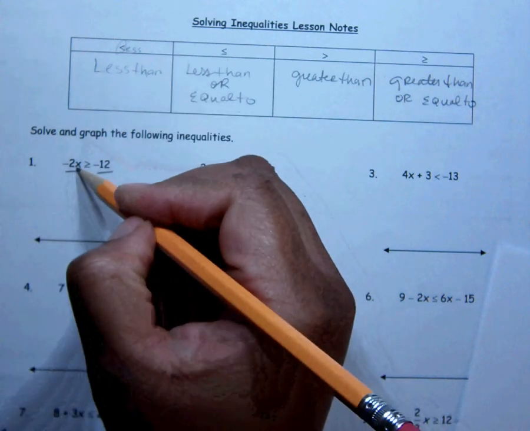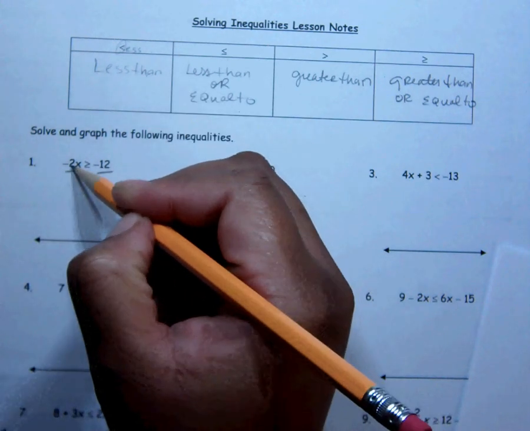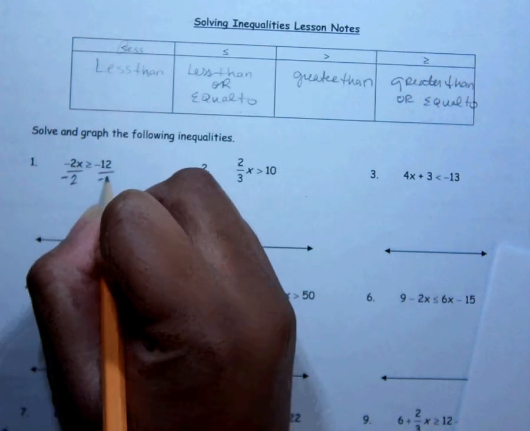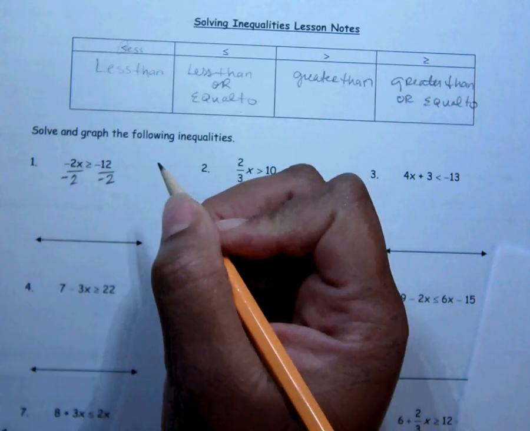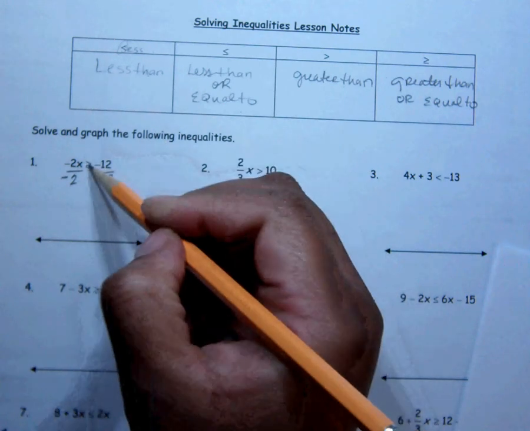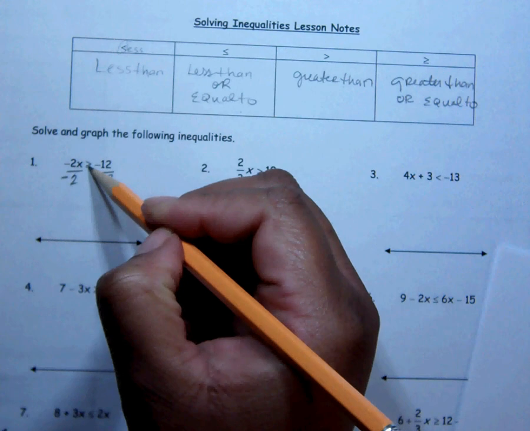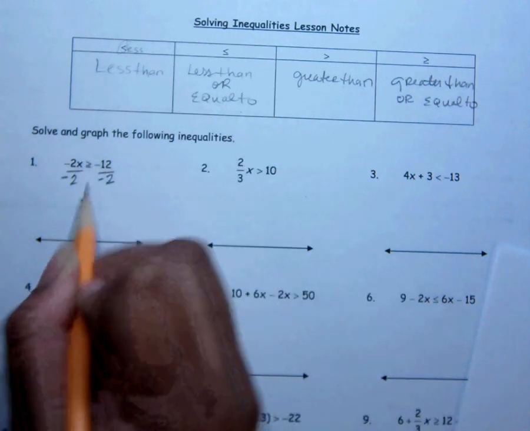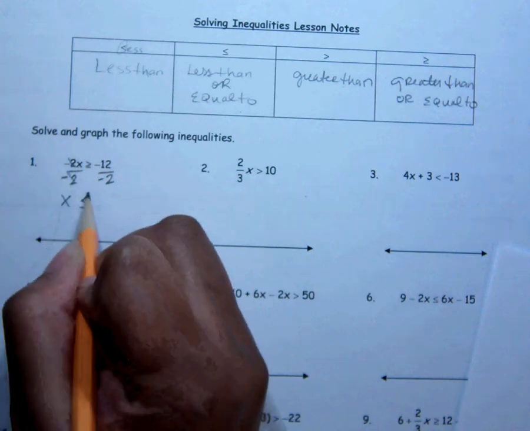To isolate the x, you need to move the -2. Since it's multiplied, you divide. Now, here's the only new part. Whenever you multiply or divide by a negative, this symbol has to change directions. So instead of greater than, it will become less than. So that cancels. X is less than or equal to positive 6.